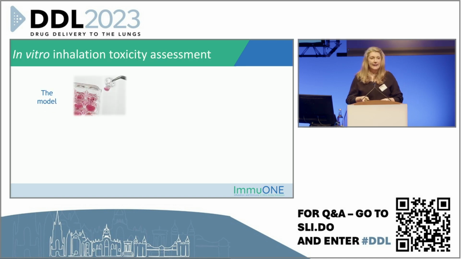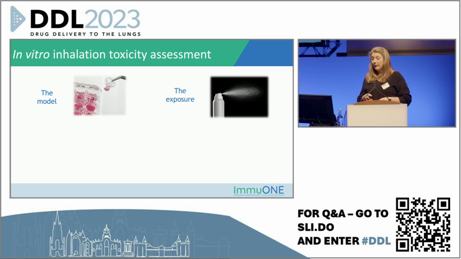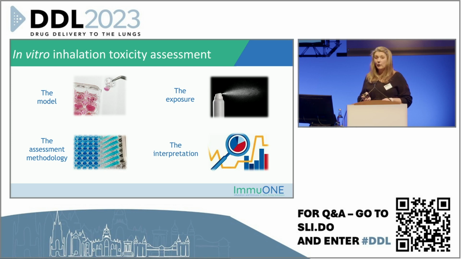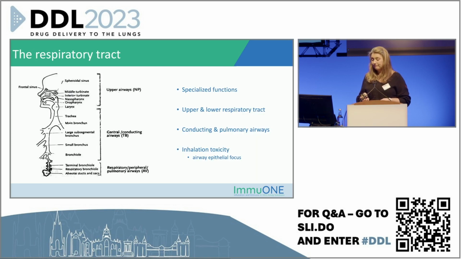So the four main things that we need to consider: the model, the type of model. Is it the right model for the application? There are lots of different types of models on the market, ranging in complexity, and we will cover those. The exposure. So there's lots of different ways we can expose in vitro. Some are more physiologically relevant than others. There's a whole plethora of different assessment methodologies, but picking the right one with the right endpoints and the right interpretation is also really key. So we'll go through these four areas in the next 20 minutes.